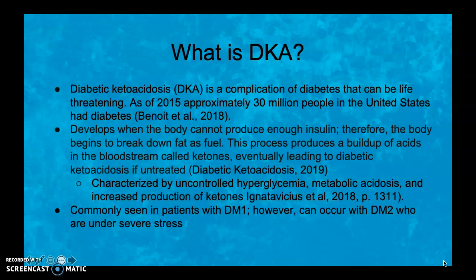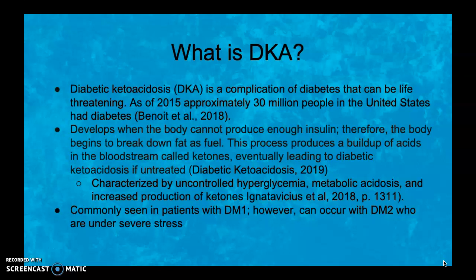What is DKA? DKA is a complication of diabetes that can be life-threatening. As of 2015, approximately 30 million people in the United States had diabetes. This condition develops when the body can't produce enough insulin. Therefore, the body begins to break down fat as fuel. This process produces a buildup of acids in the bloodstream called ketones, eventually leading to diabetic ketoacidosis if left untreated.